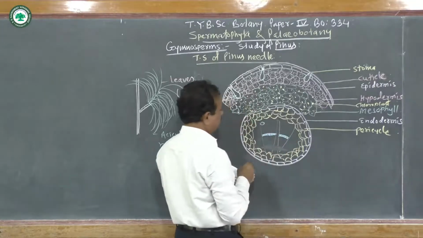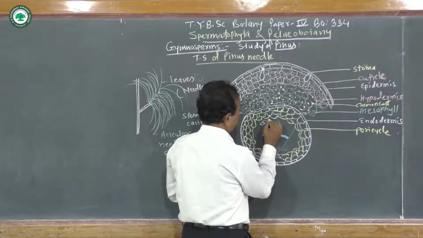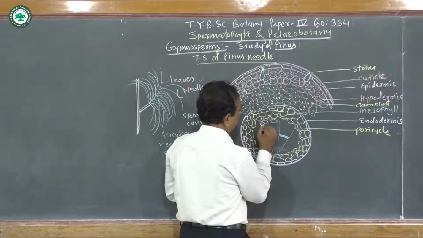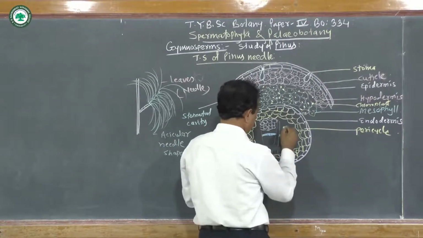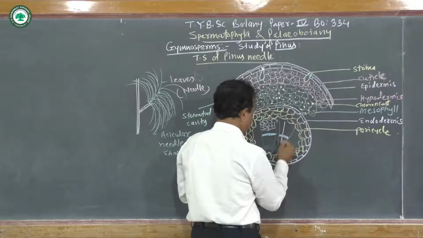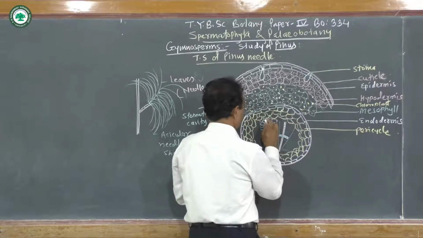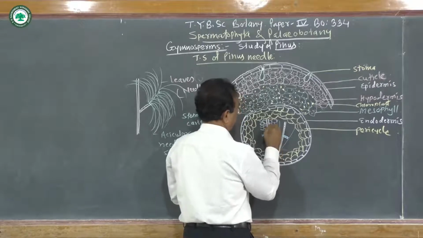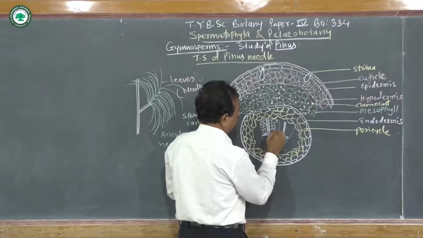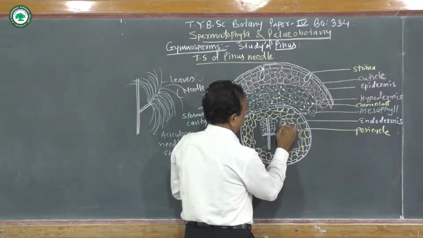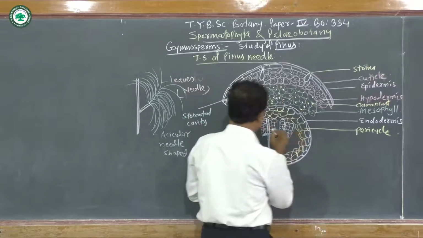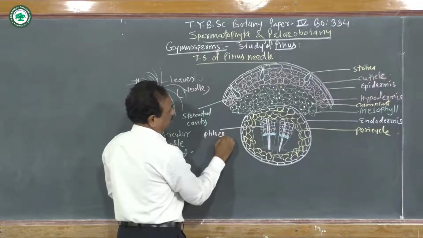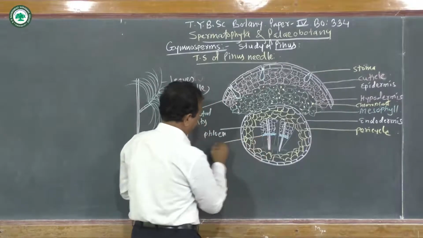This cambium produces the tissue towards the outer side. The tissue which is produced towards the outer side is known as the phloem. The cells of the phloem are living. So this is the phloem, and this is the cambium.